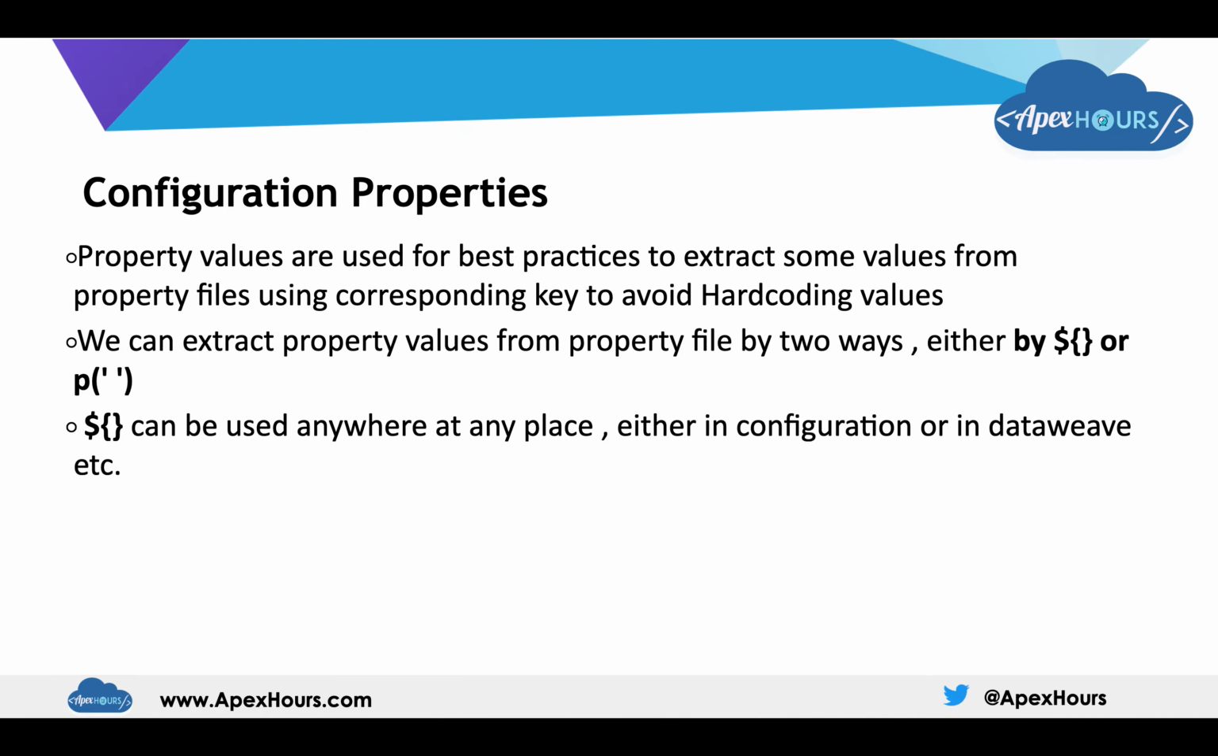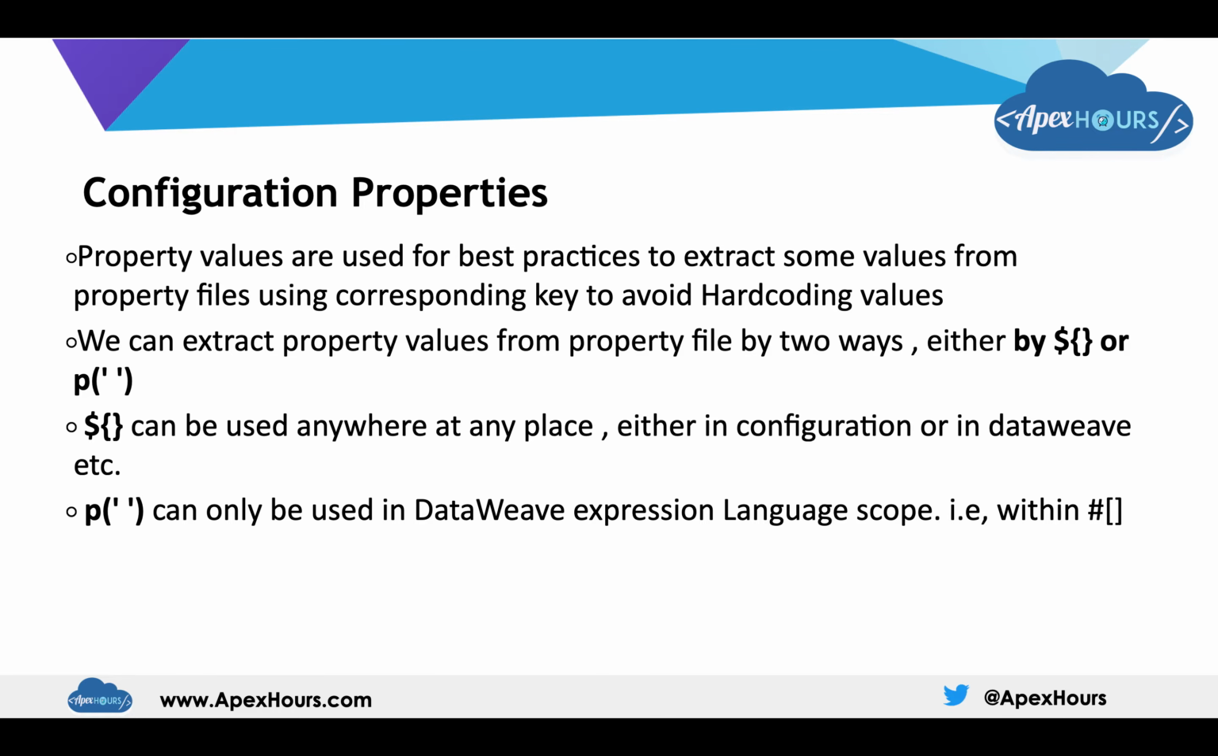So $ of curly braces can be used anywhere at any point of time, either in the configuration, like in the connector configuration, or in the DataWeave expression. But p of can only be used in the DataWeave expression language. Whenever you see the hash and square brackets, only in that place can we use p of, but we cannot use p of in configuration details.